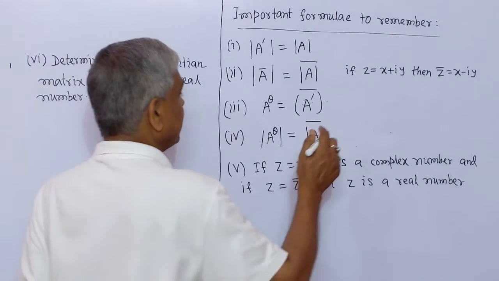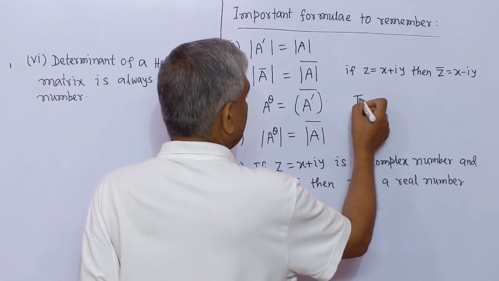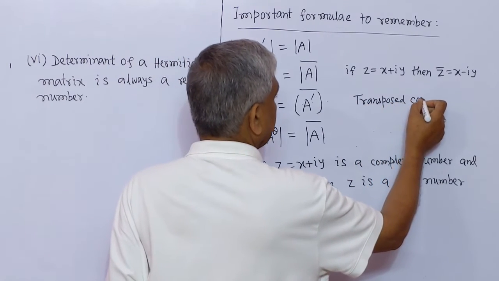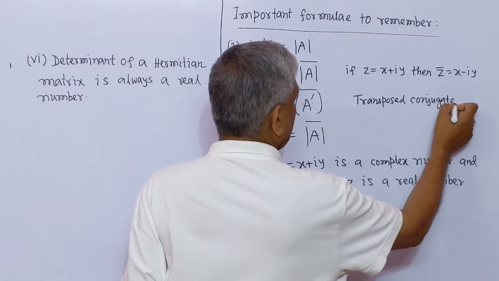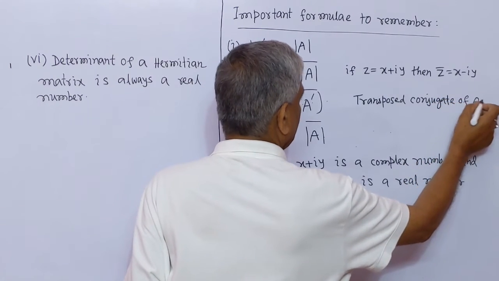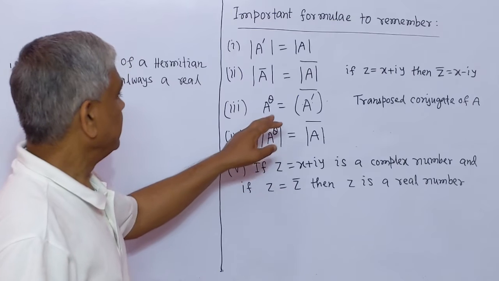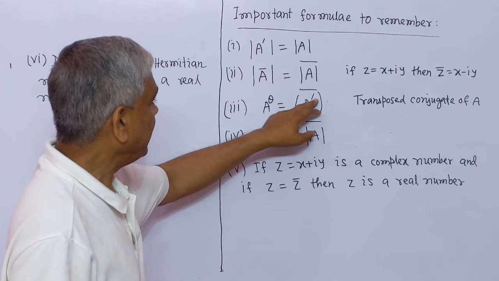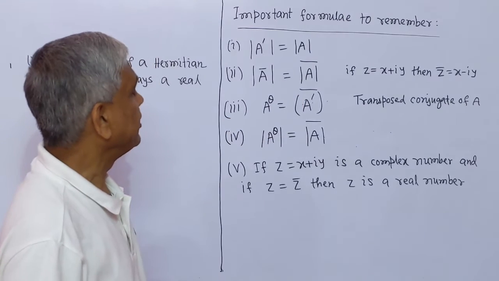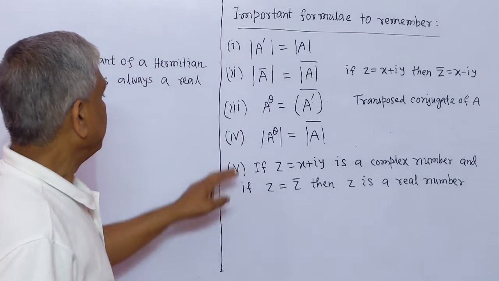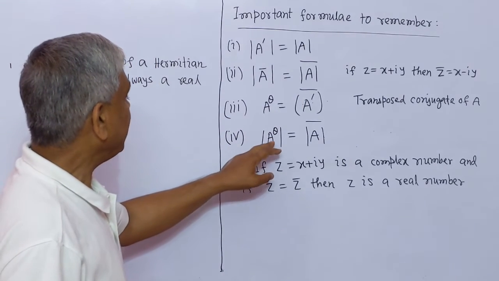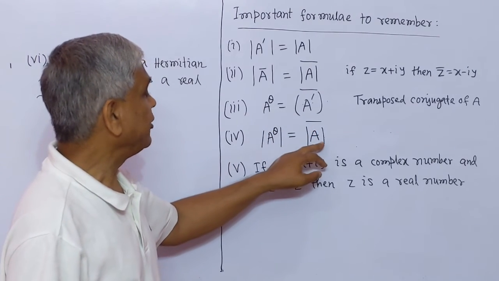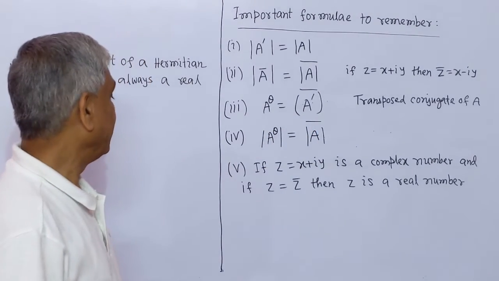Number 3. A theta. A theta means transposed conjugate of matrix A. This is the transpose of matrix A and its conjugate. Number 4. Determinant of A theta is conjugate of determinant of matrix A.